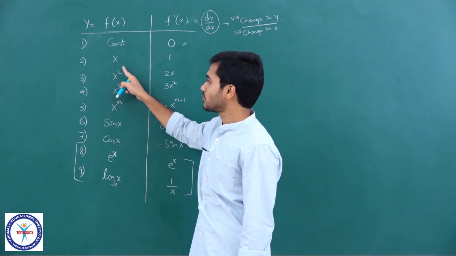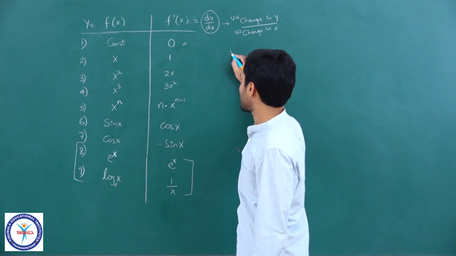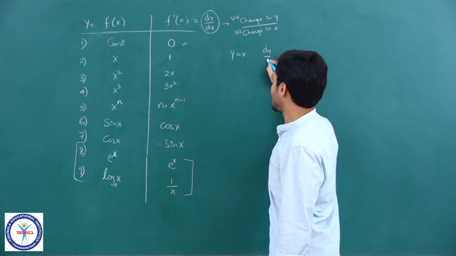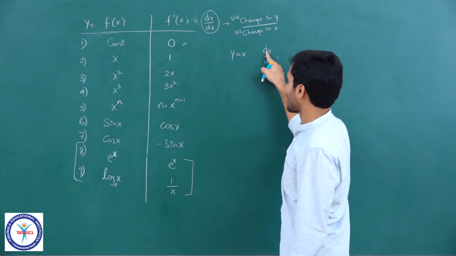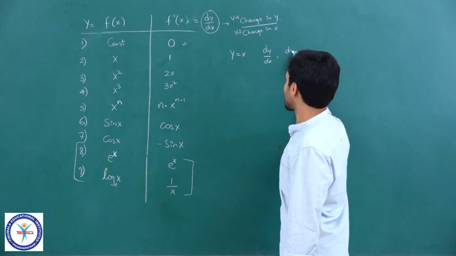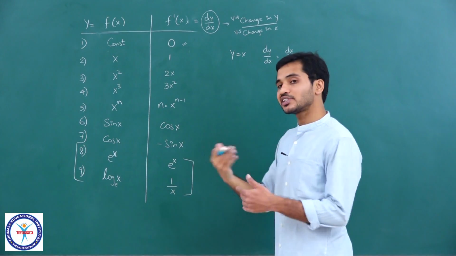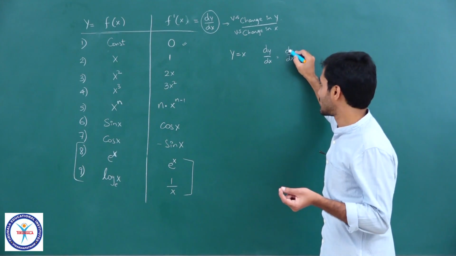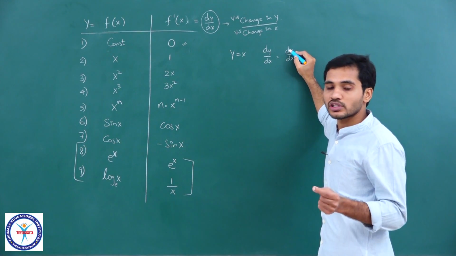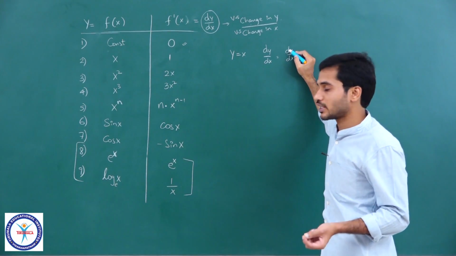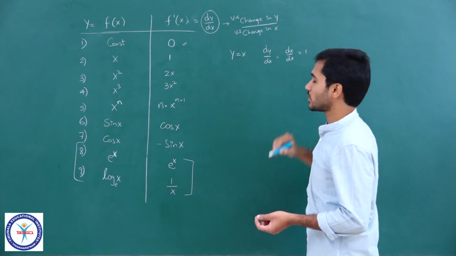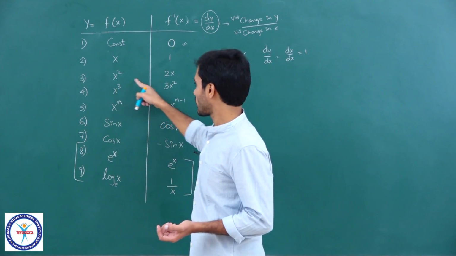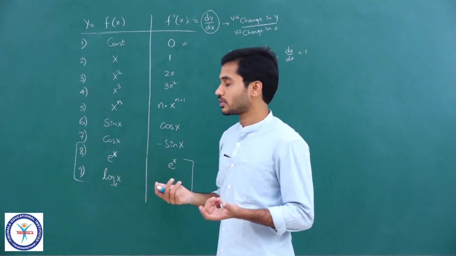The second function, if you see, we are taking y equal to x itself. When y is equal to x, dy by dx is nothing but dx by dx, which means change in x by change in x. Remember that this d here represents a very small, infinitesimally small change. So, change in x by change in x is 1 itself, clear? So, this is 1.